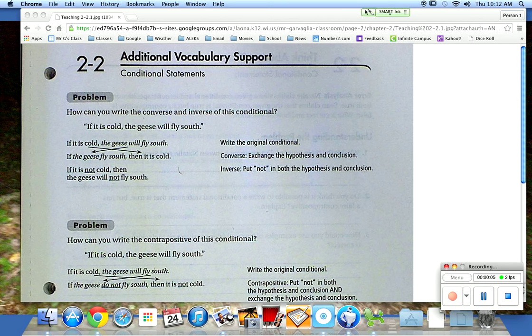All right, Chapter 2, Section 2. Vocabulary words that we need to do. Conditional statements. We're going to start learning about conditional statements.